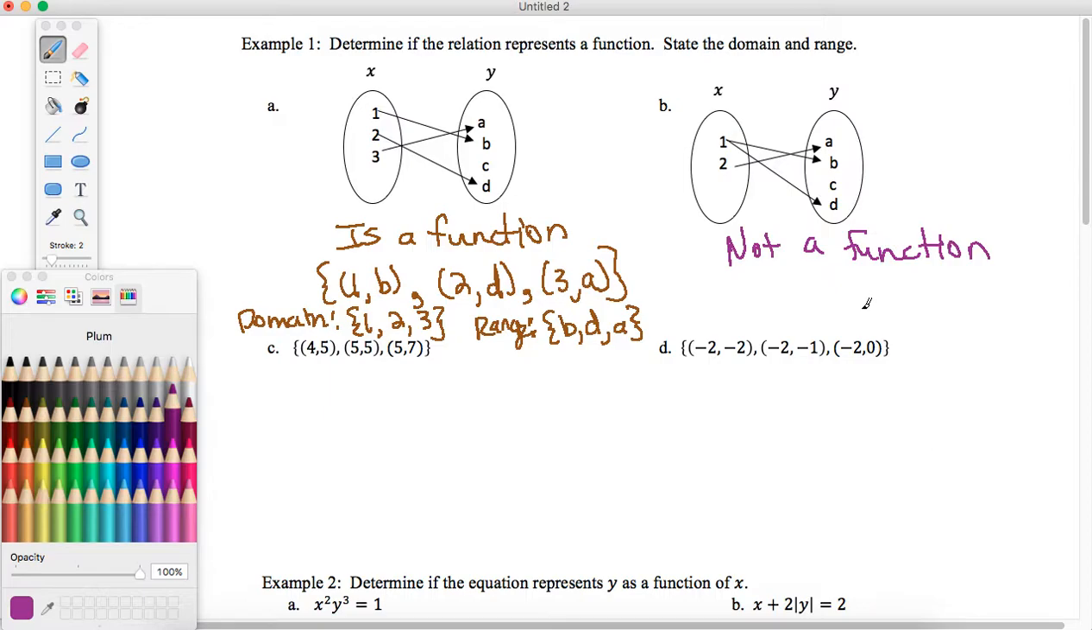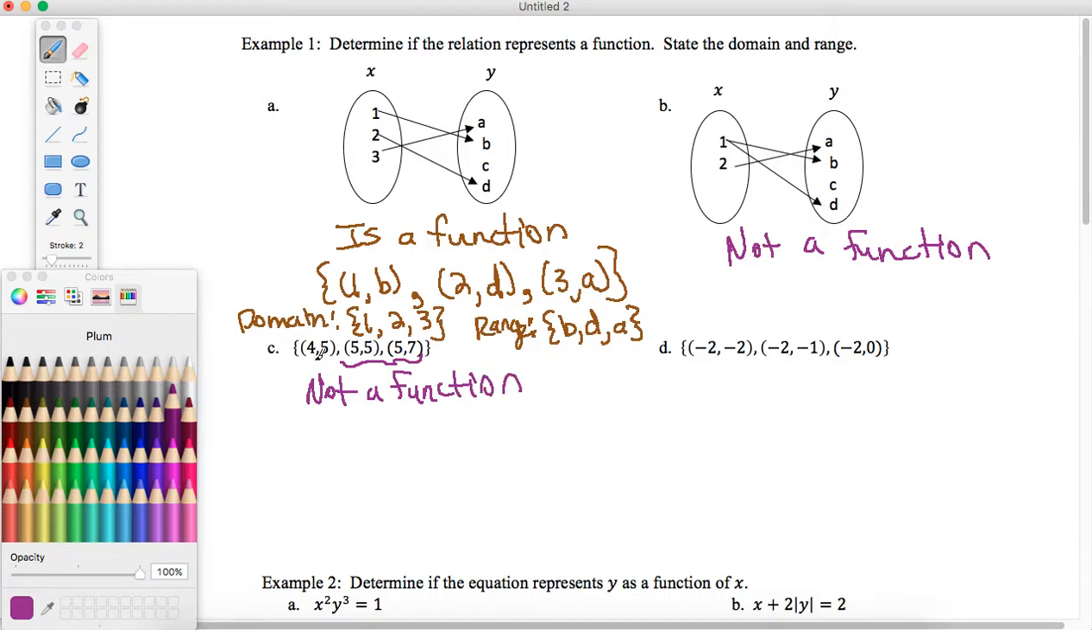All right, let's go to C. In part C, I have a set of ordered pairs here. I have the ordered pair 4, 5, the ordered pair 5, 5, and the ordered pair 5, 7. This would not be considered a function because of this here. 5 gets assigned to 5, and it also corresponds or gets assigned to 7. That fails the definition that each input gets assigned to one and only one output. So this is not a function.